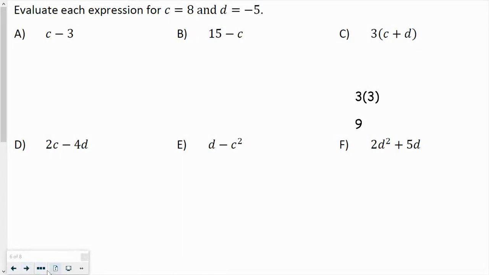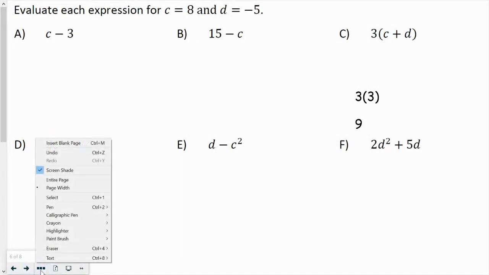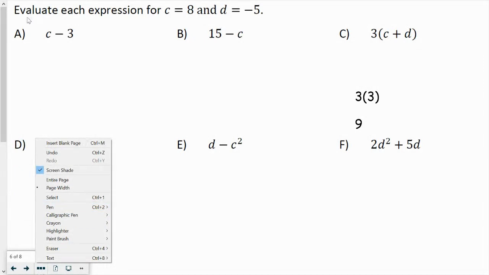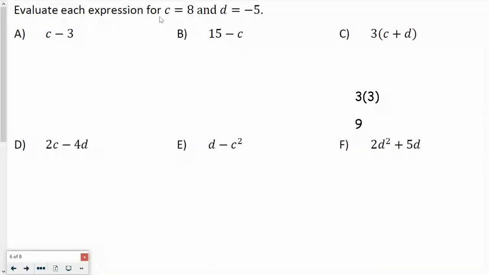All right, here we have: evaluate the expression for c, which equals 8. So what that means is that I'm going to replace the variable c everywhere I see it before these 6 problems with an 8. That's the value of c. And then for our value of d, we're going to replace it with -5.